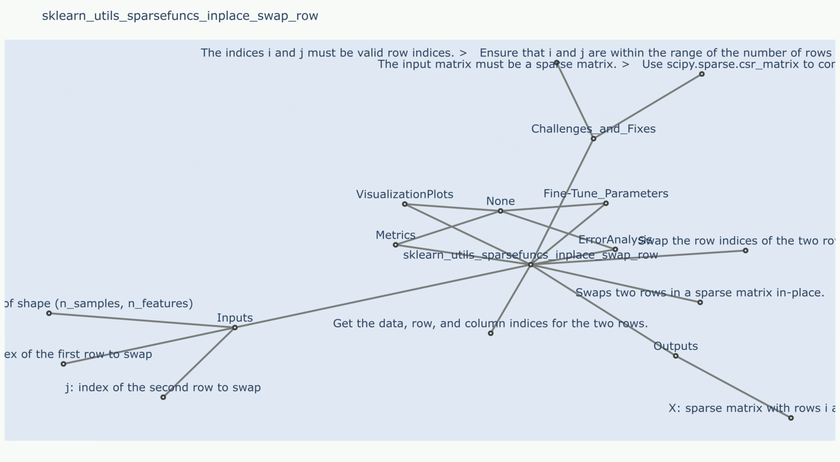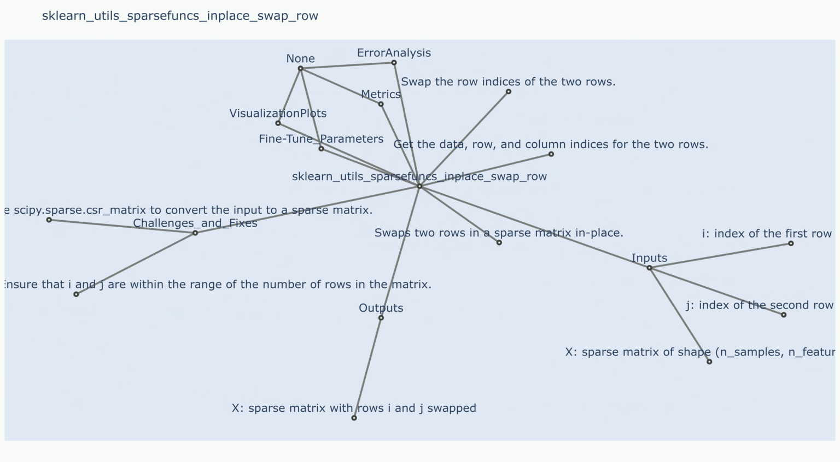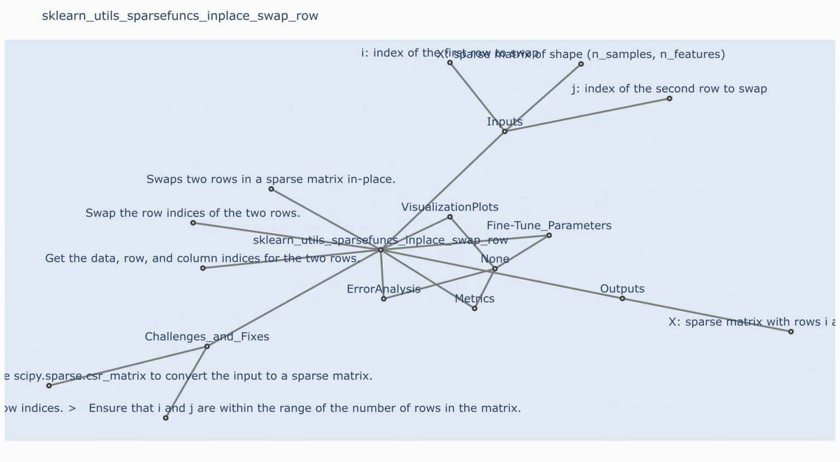Steps: the function directly manipulates the internal data structures of the CSR matrix to swap the rows. Efficiently, it performs the swap by modifying the indices, data, and indptr arrays of the CSR matrix.